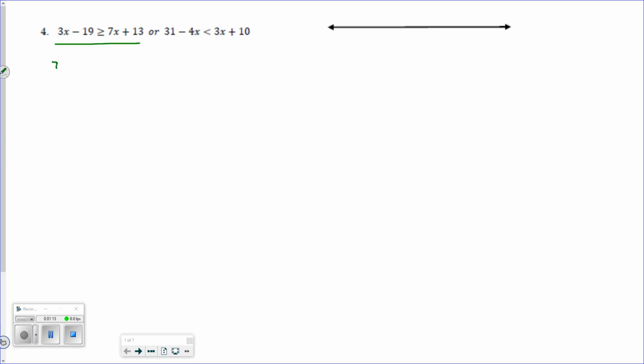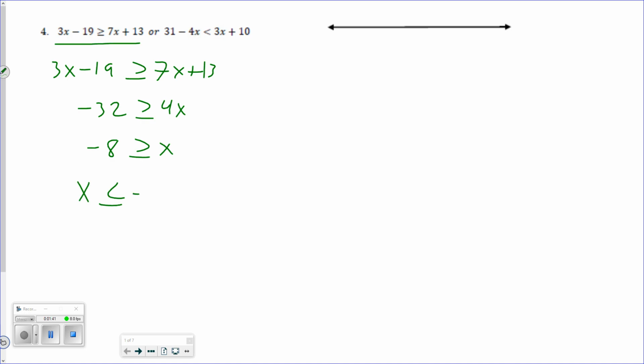3x minus 19 is greater than or equal to 7x plus 13. We're just going to add like terms, or subtract the 3x over, subtract the 13 over. You get negative 32 is greater than or equal to 4x. We divide by 4: negative 8 is greater than or equal to x. So if negative 8 is greater than or equal to x, which is the same thing as x is less than or equal to negative 8. It's the same thing.